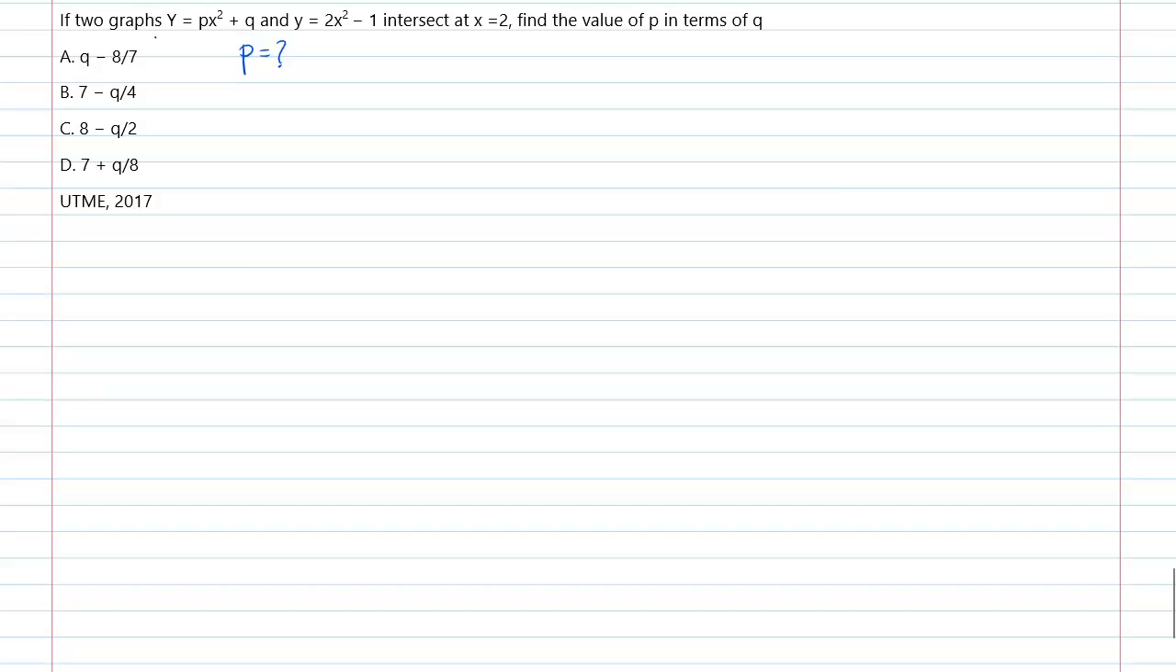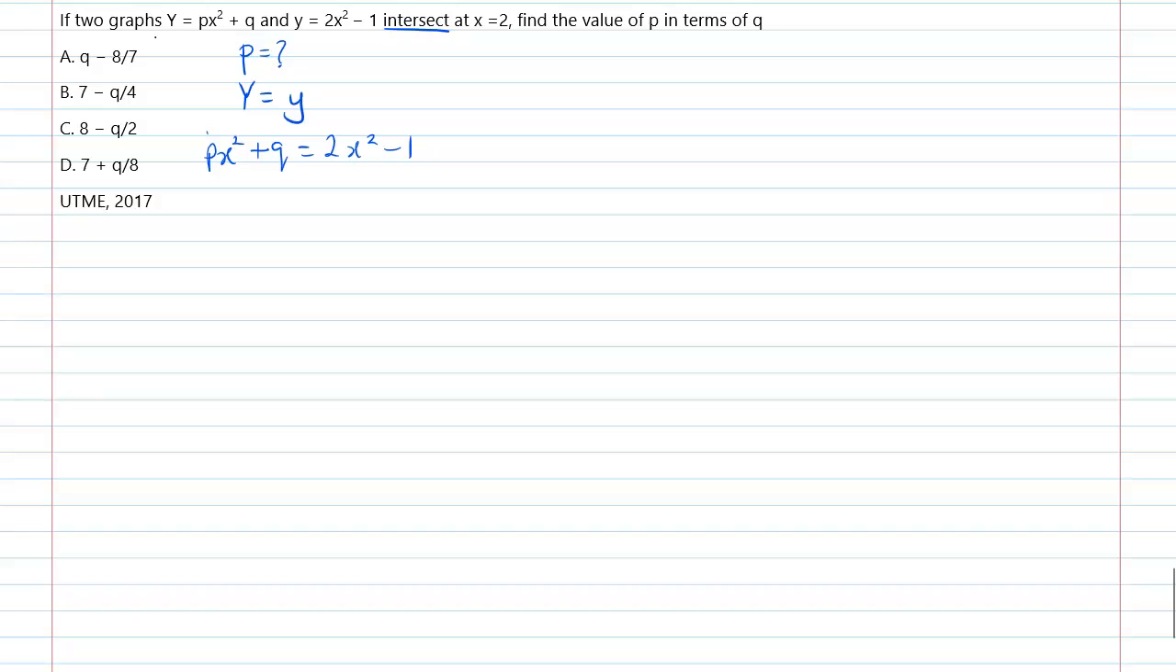The second thing is that the question says intersect. This tells you that these two graphs have to be equal. So capital Y equals small y. Now to substitute the value of capital Y, we write px squared plus q equals 2x squared minus 1 as a substitute of small y, 2x squared minus 1.